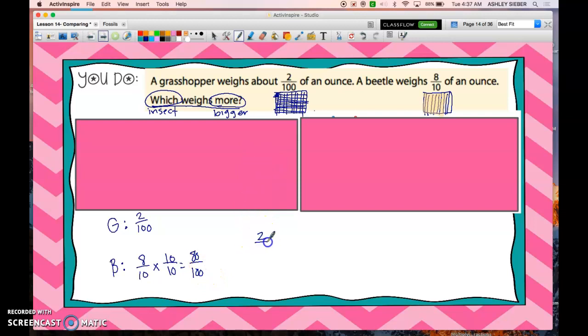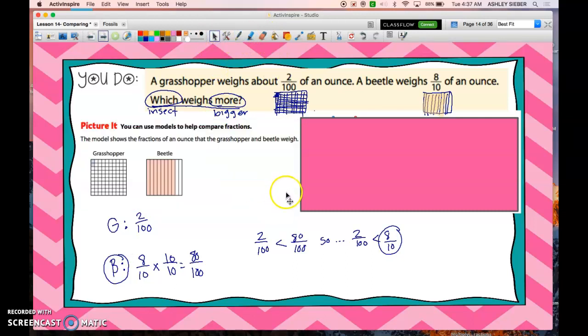I know that 2/100ths is less than 80/100ths. So therefore, 2/100ths is also less than 8/10ths. So the beetle weighs more.